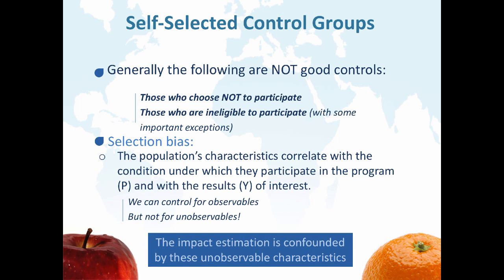We're going to be dealing with an important concept called selection bias. The population's characteristics correlate with the condition under which they participate in the program P and the results of interest. While we can control for observables using statistical methods, primarily multivariate regression, we can't control for unobservables. The impact estimation is confounded by these unobservable characteristics.